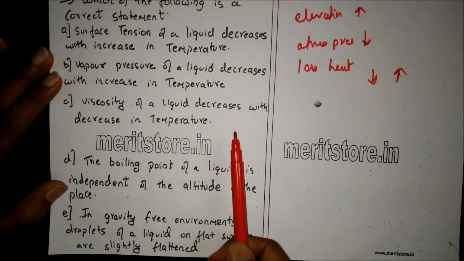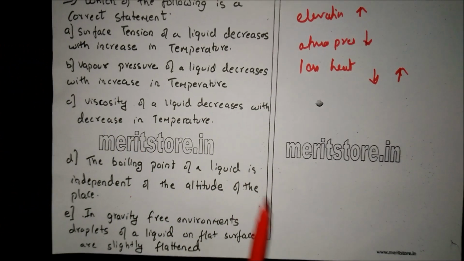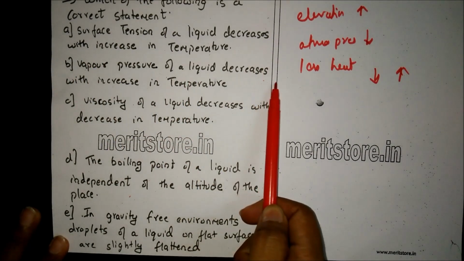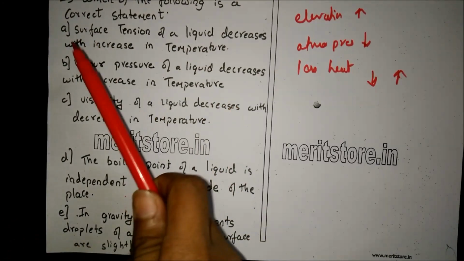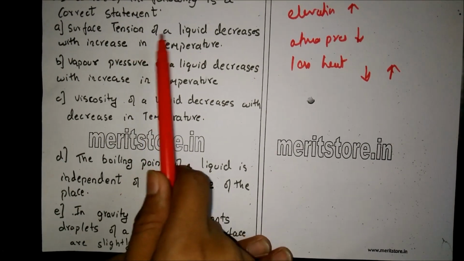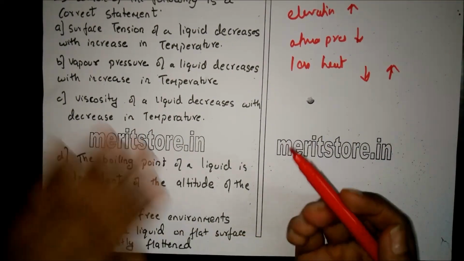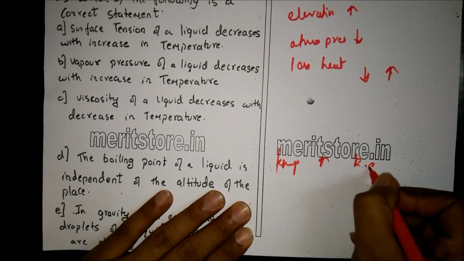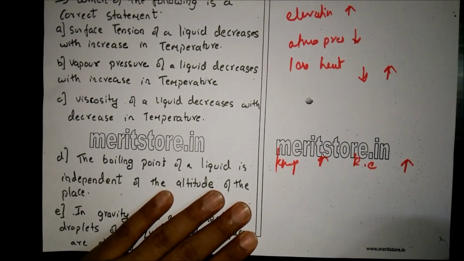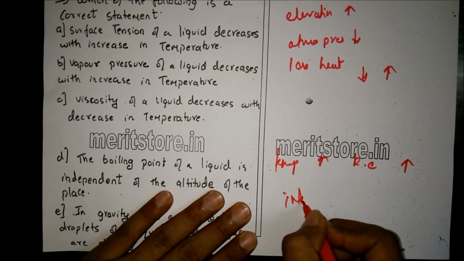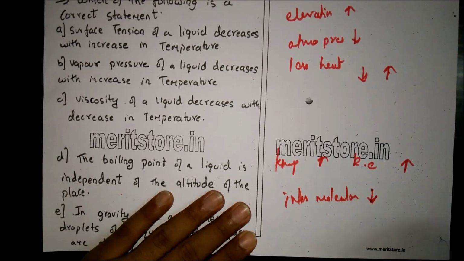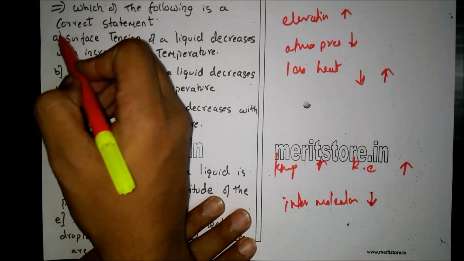Now, option C: viscosity of a liquid decreases with decrease in temperature, which is not true. Viscosity actually decreases with increase in temperature. Same is the case in option B. Vapor pressure increases with increase in temperature. Now, we come back to option A. Surface tension of a liquid decreases with increase in temperature. As temperature increases, the kinetic energy of the molecules increases, and hence intermolecular attraction decreases, which in turn decreases the surface tension. Therefore, option A is correct. The correct answer is option A.